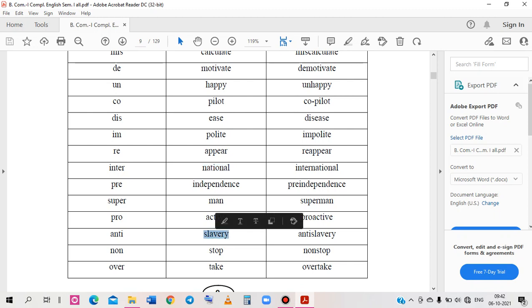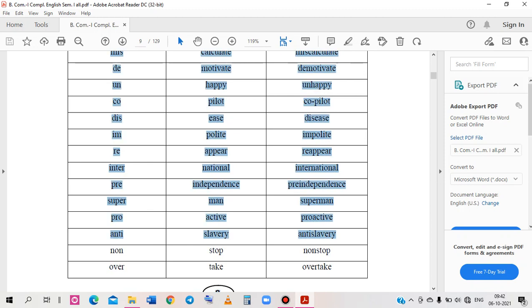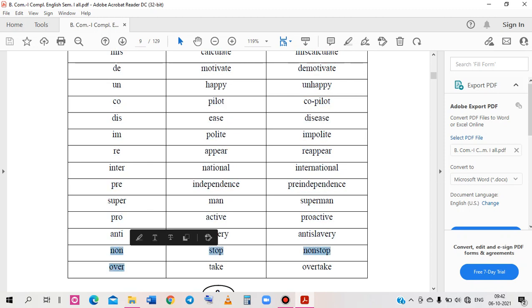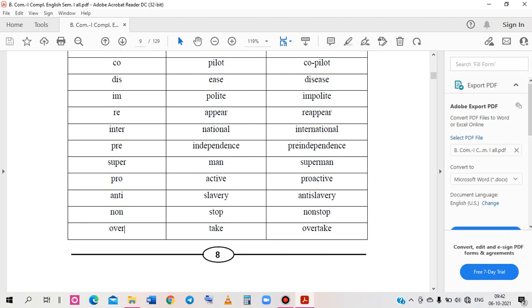Slavery is a root word. If we add a prefix, it becomes anti-slavery. Stop. If we add non, then it becomes non-stop. Take. If we add the prefix over, it becomes overtake.